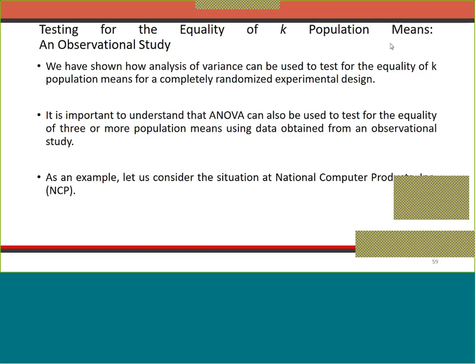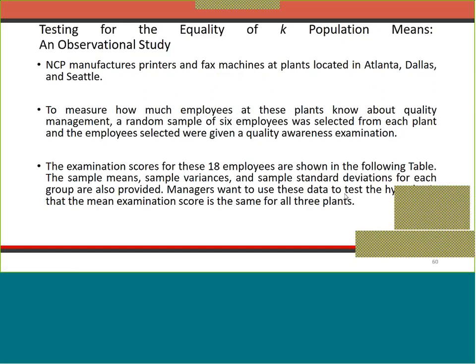As an example, let us consider the situation at National Computer Products. NCP manufactures printers and fax machines at plants located in Atlanta, Dallas, and Seattle. So we have three different plants. To measure how much employees at these plants know about quality management, a random sample of 6 employees was selected from each plant, and the employees selected were given a quality awareness examination.